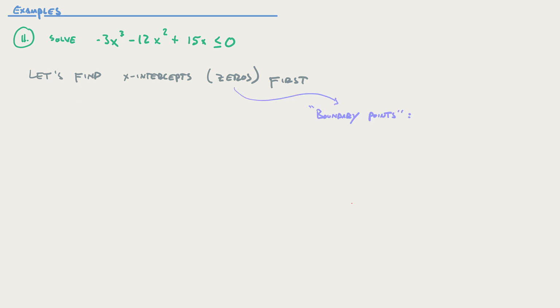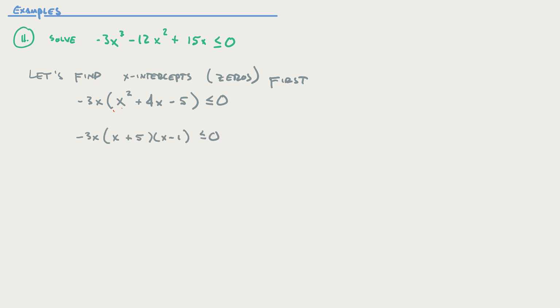So fundamentally, that means we need to factor this. If we want to find the zeros of something, then we should look at how we can completely factor it. First, I noticed that they all have a 3 and an x in common. All of these terms have a 3 and an x in common. So I went ahead and pulled that out. And now we can just focus on factoring this into x plus 5 and x minus 1, which it actually does factor into. So there we go, right?